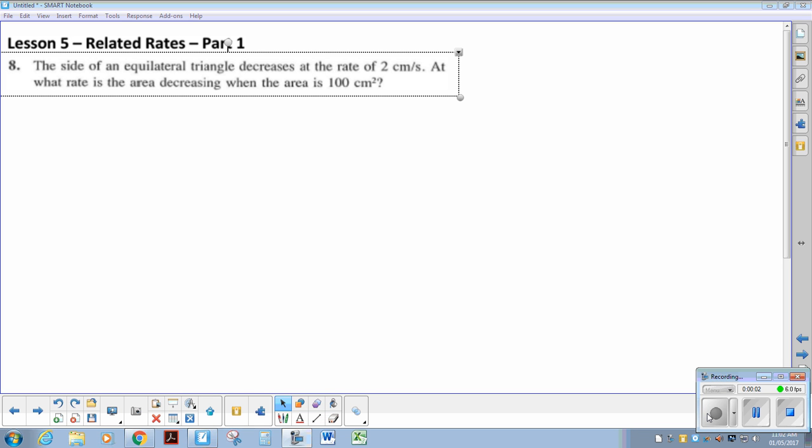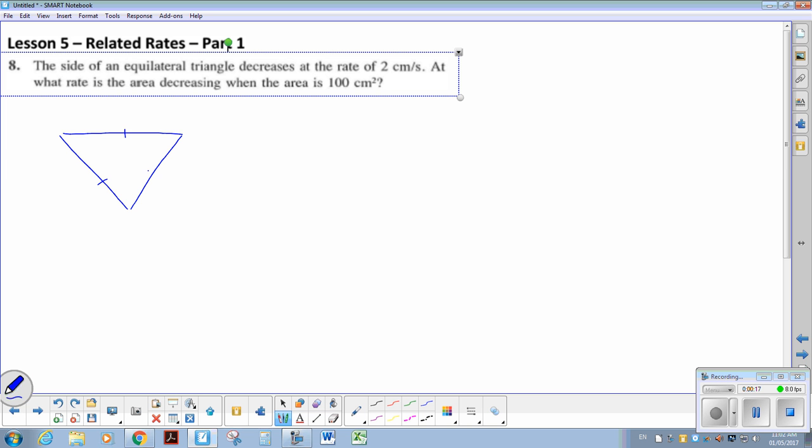Hello, I've had a question in Unit 4, Lesson 5 on related rates, and I'm looking at Part 1, question number 8. Sides of an equilateral triangle decrease at a rate of 2 centimeters per second. So we have an equilateral triangle, let's call the side L. So dL/dt is equal to -2 because it's decreasing, -2 centimeters per second. At what rate is the area decreasing? So dA/dt is what we're looking for.